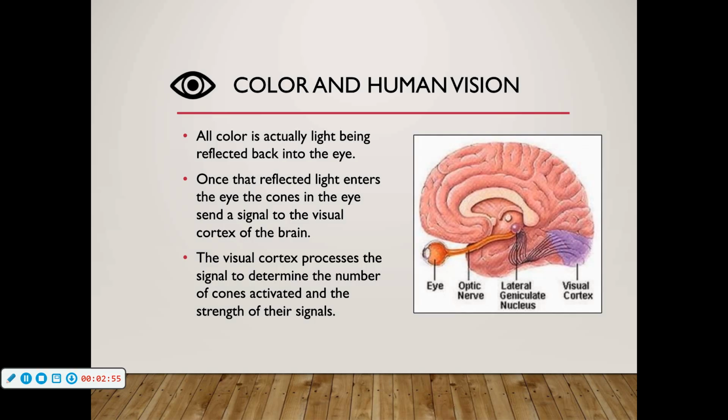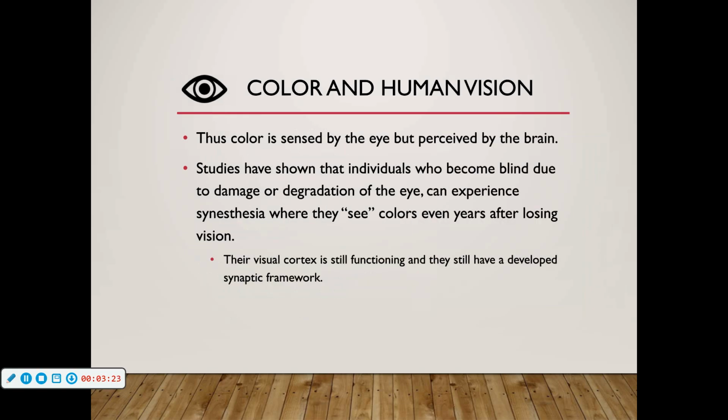So we have our eye, we have the optic nerve traveling to our lateral geniculate nucleus, and that disperses those signals to our visual cortex back here, interpreting all of that for us. So while it may seem like you're looking at things here, you're looking at things using back here. If you get a head injury back here, it can affect your vision. You might not actually have any damage to your eyes. Thus color is sensed by the eye, but perceived by the brain.